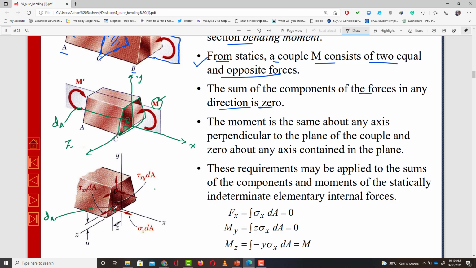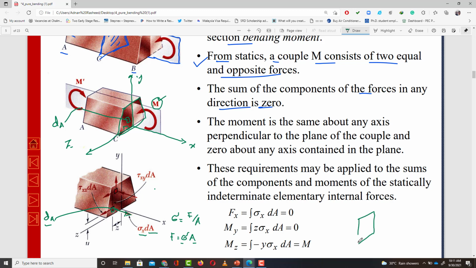Now at this small area there will be a perpendicular or normal force in the x direction, and this force will be equal to the normal stress into the small area, because force is equal to stress into area. Stress is equal to force per unit area, and force is equal to stress into area. So the normal force acting on this differential area dA is equal to sigma x into dA.